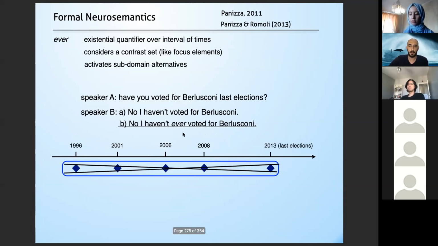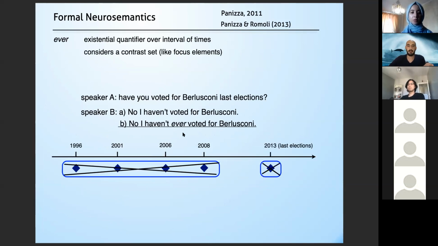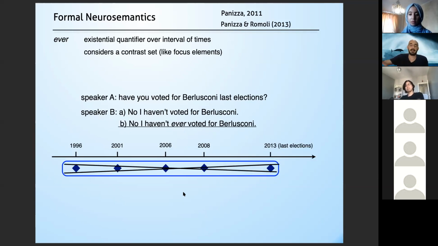So, right. If you have a negative sentence like this, someone asks you, have you ever voted for Berlusconi last elections? And you answer, no, I haven't voted for Berlusconi. Or, no, I haven't ever voted for Berlusconi. Whatever does is just to activate time intervals in which you could have voted for Berlusconi. So any preceding election, right? So any election prior to the 2013. And then you just, by the semantics of the indefinite, you say, okay, these are false, okay?